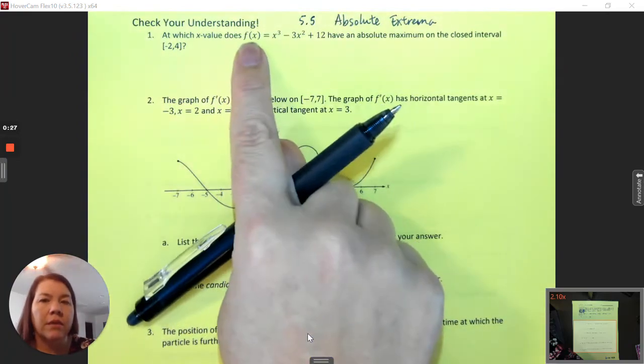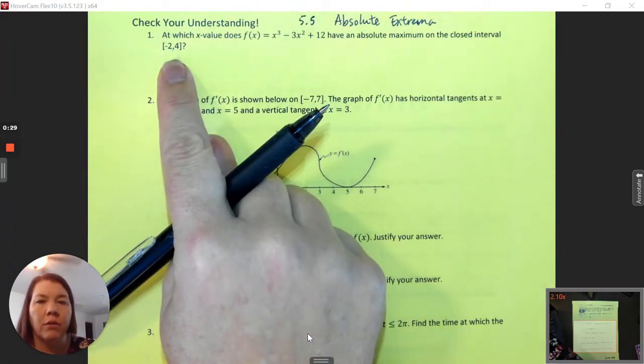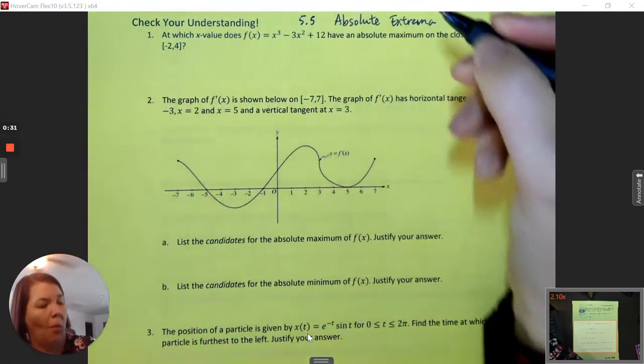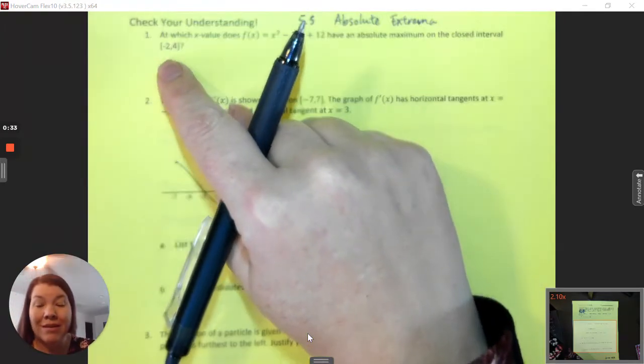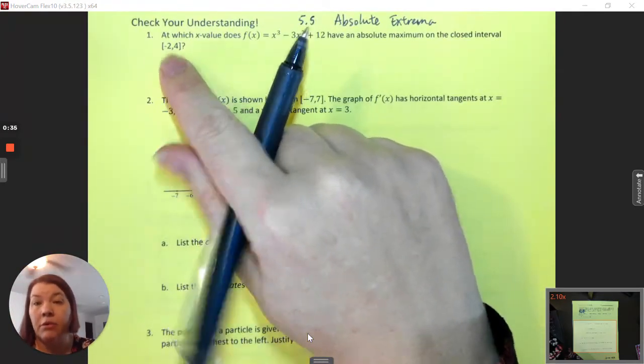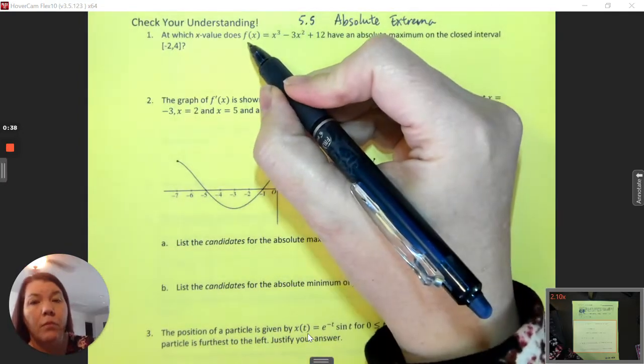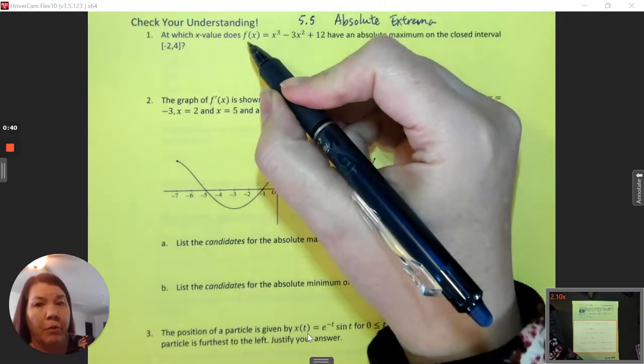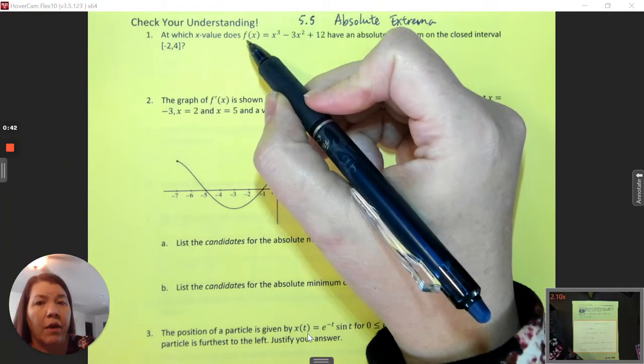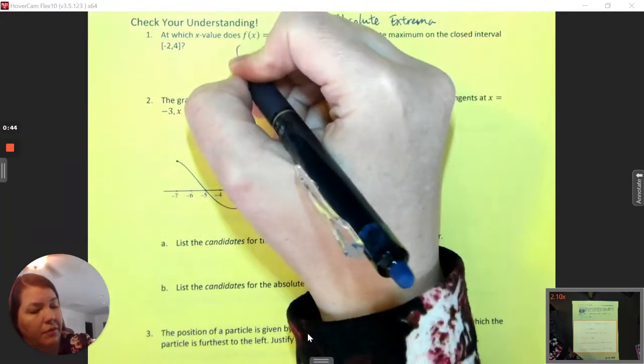At which values does this function have an absolute max on the closed interval from -2 to 4? Because it's a closed interval, there is an absolute max and an absolute minimum, period. It's not true if it's an open interval, by the way. Anyway, so f of x. We're going to start by taking the derivative.